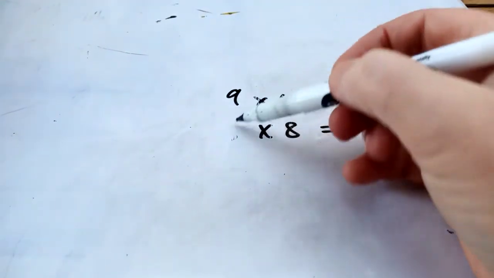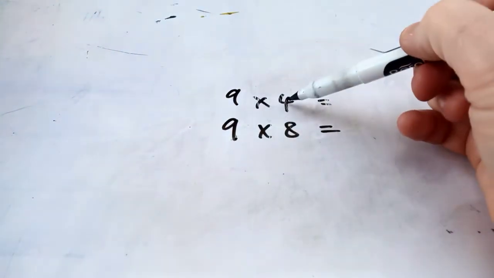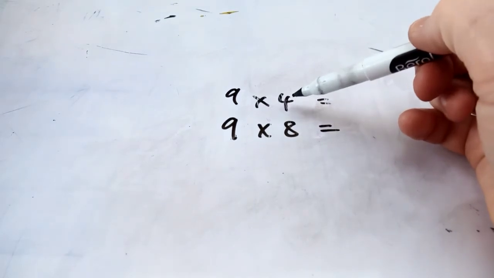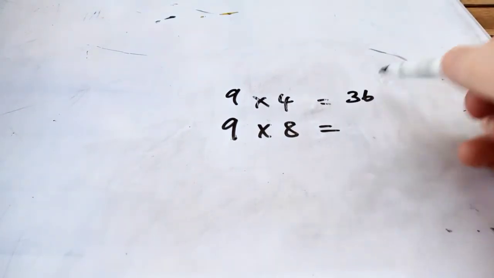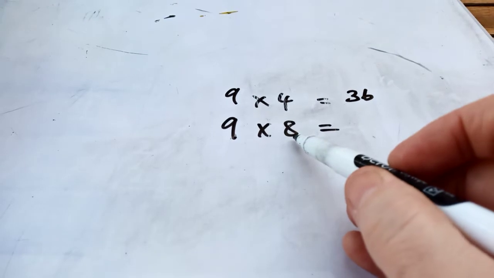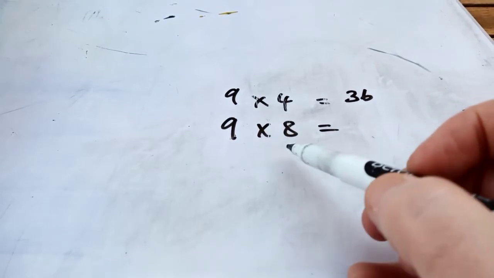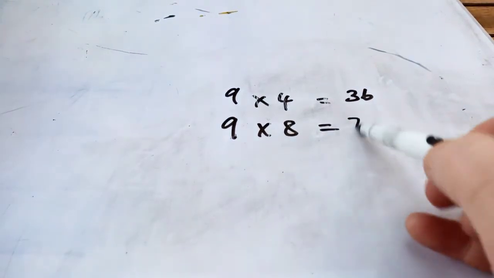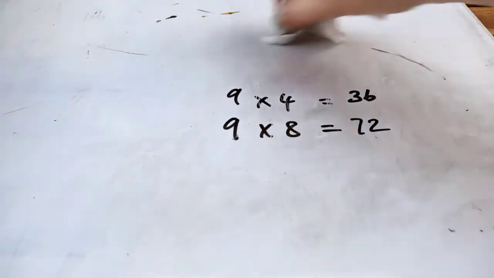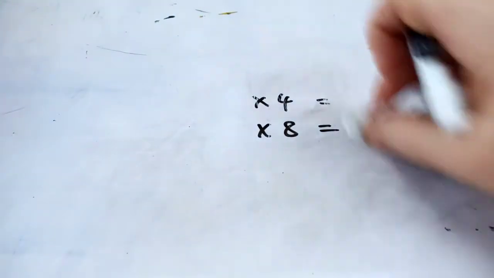Well, I did this by working out 10. What would 10 times 4 be? Take away 4. Well done, it's 36. What would 10 times 8 be? Take away 8. 72. I'm not doing 10 times, I'm not doing 11 times, but I am going to go to 12 times.